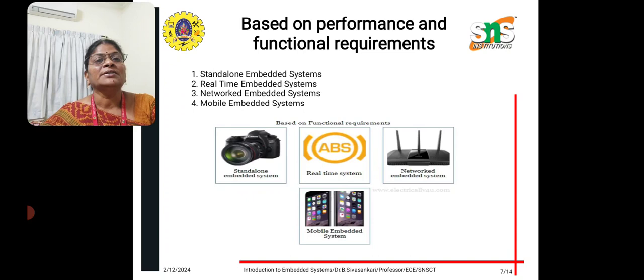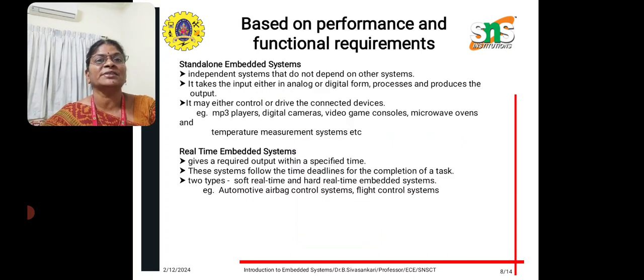And next one is based on performance and functional requirements. Here there are 4 types: standalone embedded system, real-time embedded system, networked embedded system and mobile embedded system. Standalone means independent. It is an independent system that does not depend on any other systems. Examples are MP3 players, digital cameras, video game consoles, microwave ovens and temperature measurement systems. It may either control or drive connected devices, but it doesn't depend on any other systems.